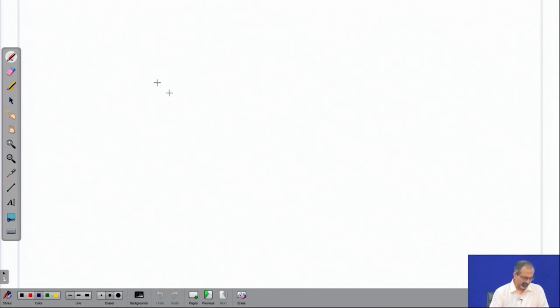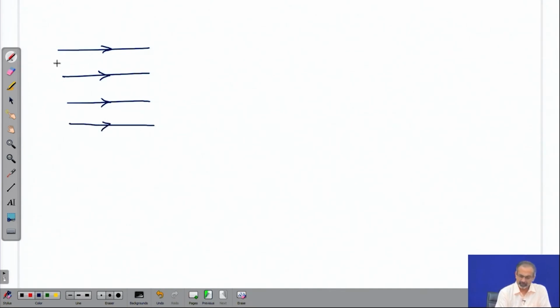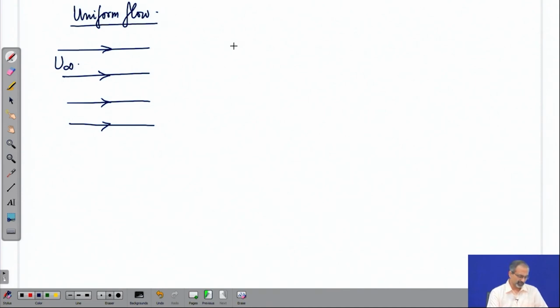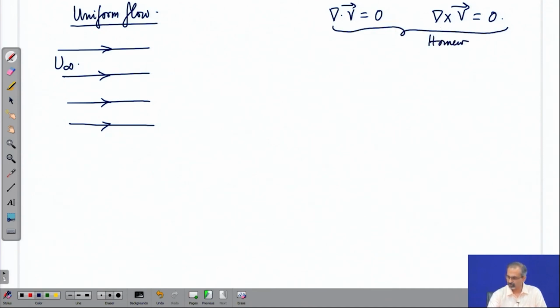We will look at a quick example. We will see whether a uniform flow that we have discussed in many contexts, we have just assumed a uniform flow, but we would like to check whether a uniform flow does satisfy Laplace equation or not. So, uniform flow first of all satisfies the divergence free condition and also the irrotationality condition. You can also look at it as homework to show how uniform flow actually satisfies these two relations.